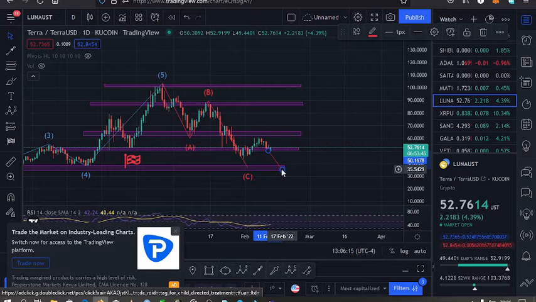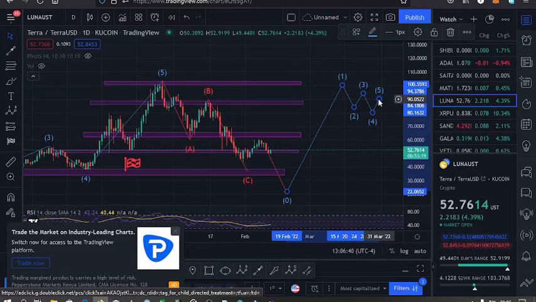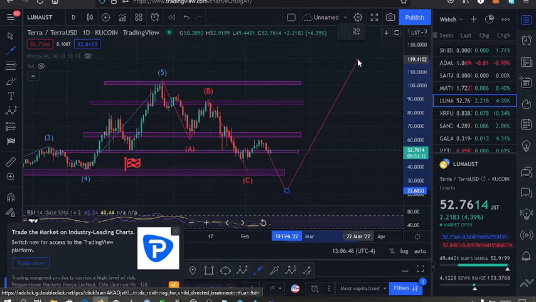that we have over here. If that support does not hold, I expect us to unlock even lower prices for Luna. Once that move plays out, I expect a bounce back to the upper side, and that move will take us to an all-time high.